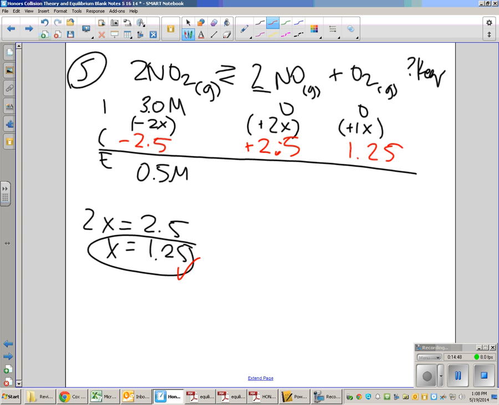1.25. So the hardest part is just figuring out what x is, and then you just roll with it. You just minus it from some sides and add it to the other sides. So this is equal to 0 plus 2.5 plus 2.5, 0 plus 1.25, 1.25. All right, now I've got my equilibrium stuff. What do I do now?